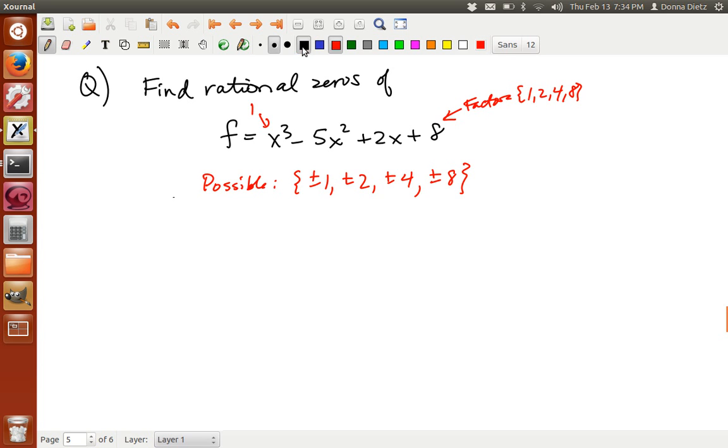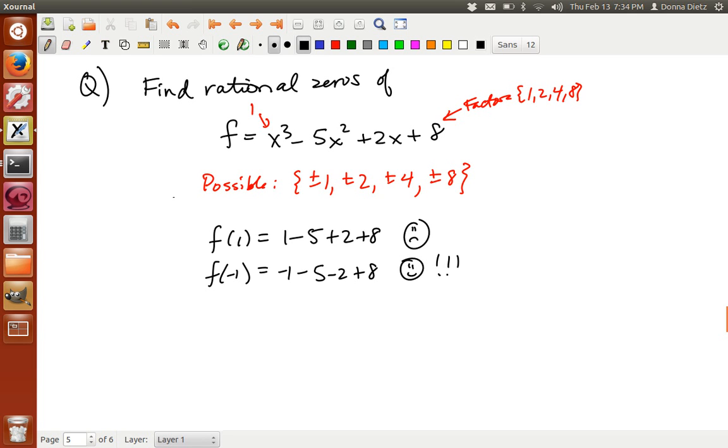Alright, so what we're going to do is we're just going to pull out a calculator and calculate f of 1, which is 1 minus 5 plus 2 plus 8. Oh no, it doesn't work. It's not 0. So we hope really, really hard that it's negative 1 because we really don't want to go into those messy examples. And we find out, yay, it worked. We got 0. Okay, so minus 1 is a root.